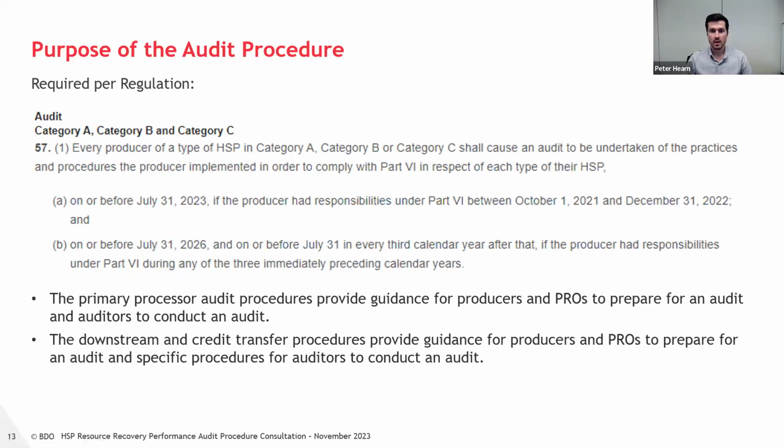So as I'm sure most of you know, the purpose of this audit procedure is defined within the regulations, that a producer or a PRO on their behalf shall cause an audit to be undertaken. So the primary processor audit procedures would be audit procedures that apply to performance by a primary processor. This is guidance for producers and PROs to prepare for an audit, as well as for auditors to conduct an audit. Whereas the downstream and credit transfer procedures, these are still guidance for the producers and the PROs, but they provide specific audit procedures that an auditor would have to undertake to conduct this agreed upon procedure engagement.